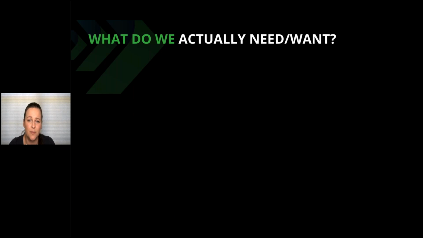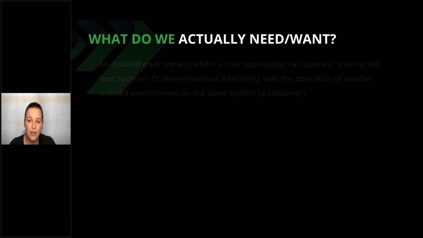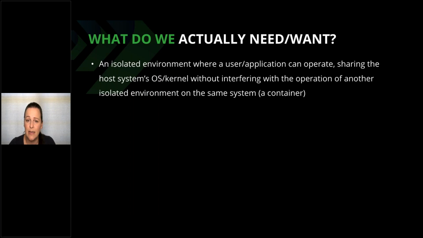So here's a list of needs broken up into discrete features. First and foremost, we need that container itself.